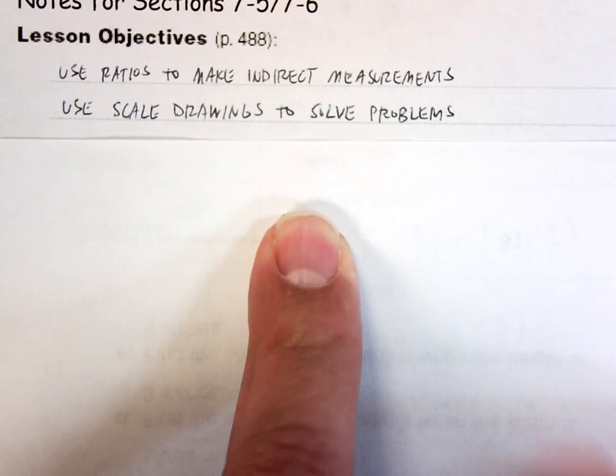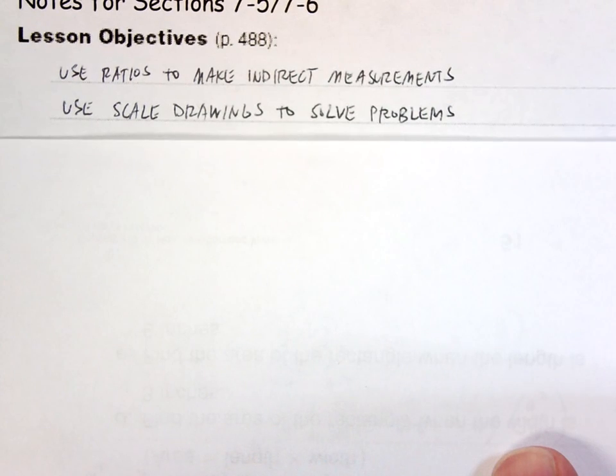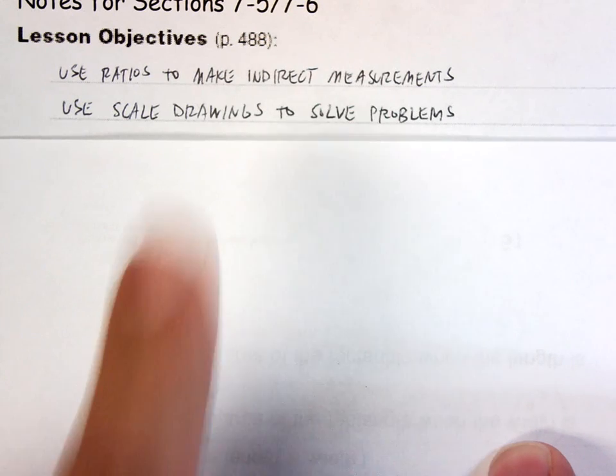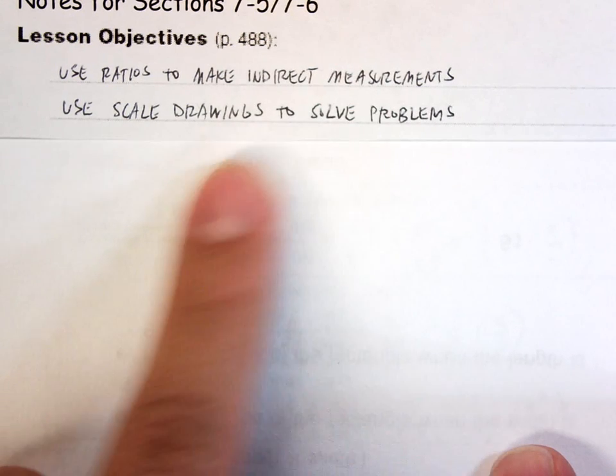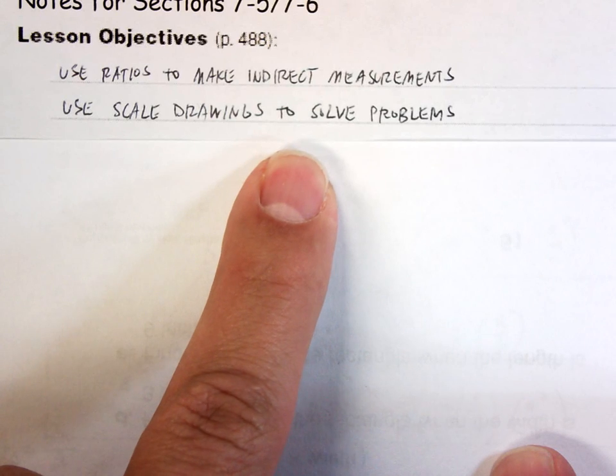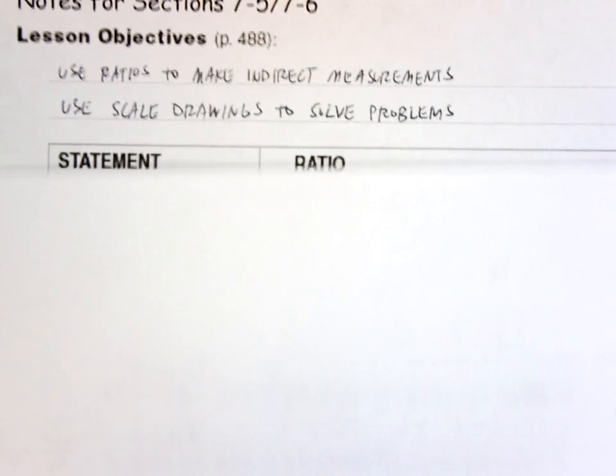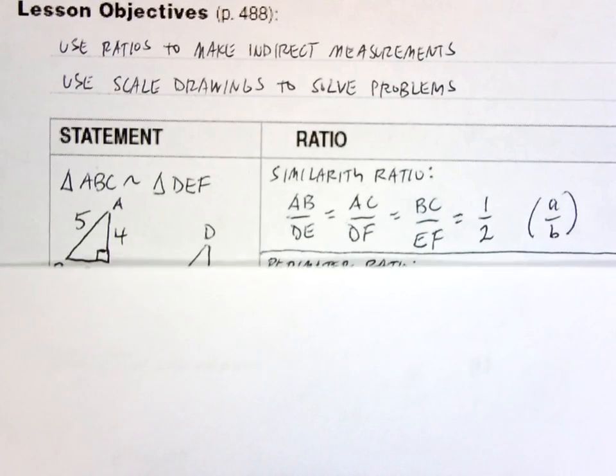This is the last material that we need to cover for the test. Just going to be talking about ratios again, using indirect measurements. We're going to use ratios to make indirect measurements. We're going to use scale drawings to solve problems. First part we've talked about.